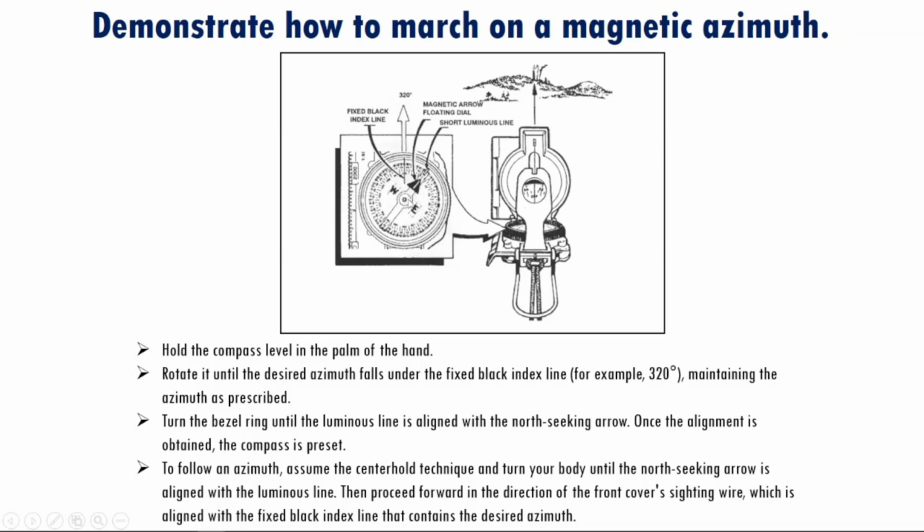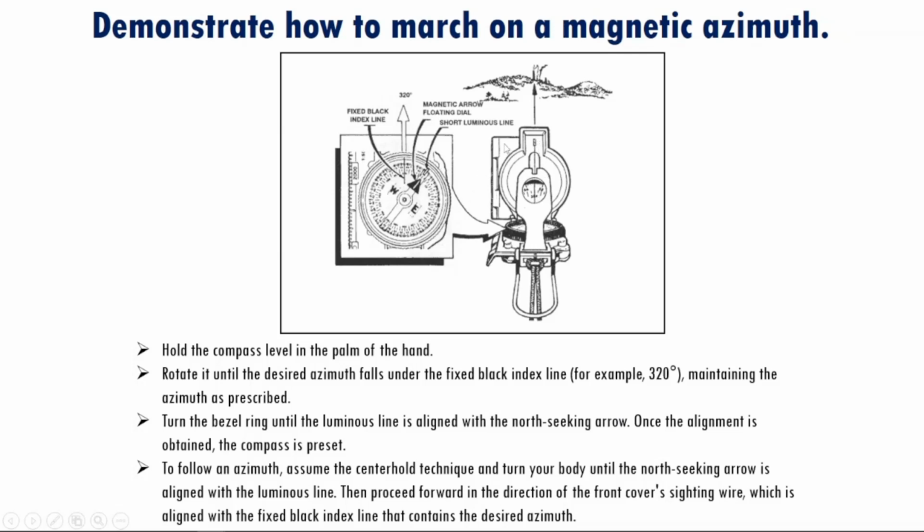All right. The fixed black line does not move. Here is the magnetic arrow that is telling you the magnetic position, and that is the floating dial. This whole part here floats. And this is the shooting line. As you can see here, there's a small line which is a bit thicker than the rest of the lines. That is the shooting line.